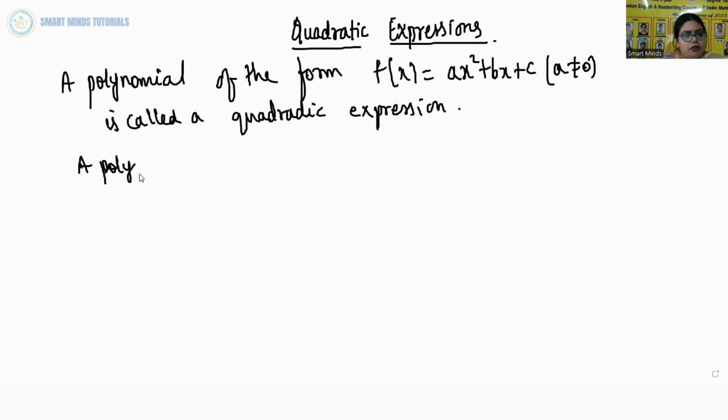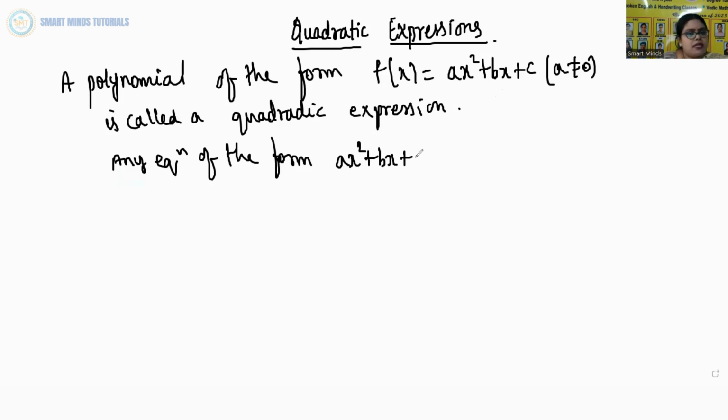And any equation of the form ax square plus bx plus c is equal to 0 is called a quadratic equation. So you understood the difference between expression and equation. When you have is equal to 0, it is an equation. When you don't have is equal to 0, if you simply have ax square plus bx plus c, that is called a quadratic expression.